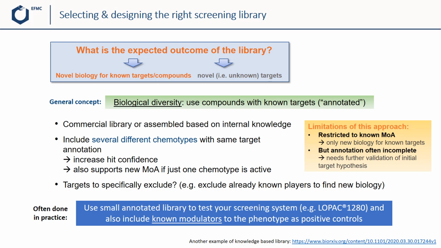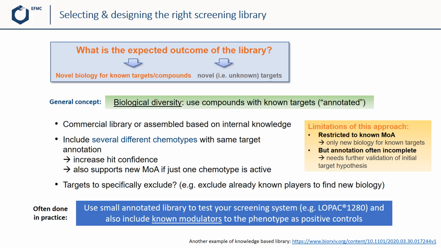and you will mostly only find new biology for these targets. Another drawback that complicates triaging is that often the annotation is incomplete, and although you wanted to avoid doubts about the targets by using an annotated library, you will actually have to look into verifying your target hypothesis afterwards again.